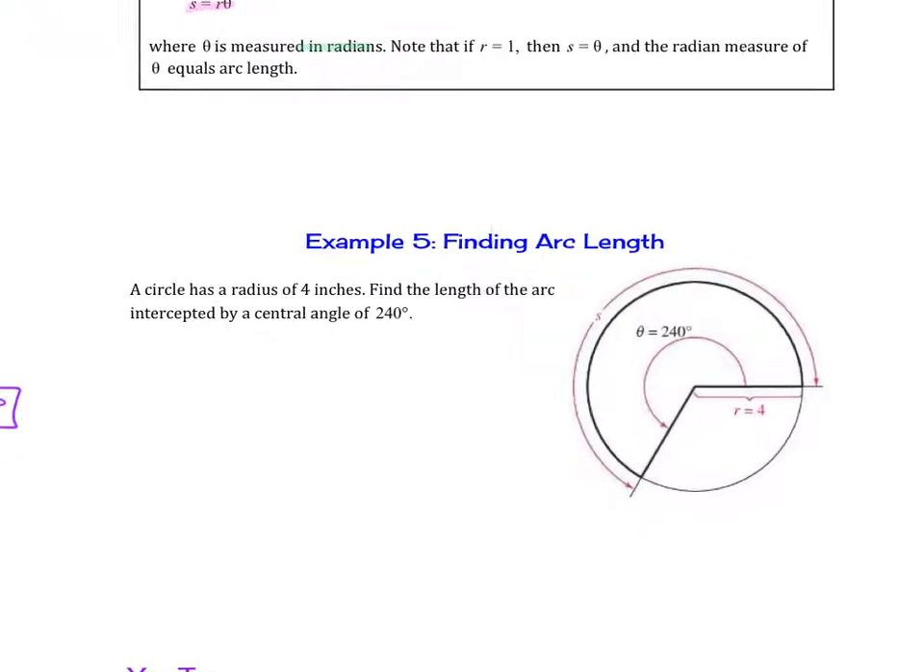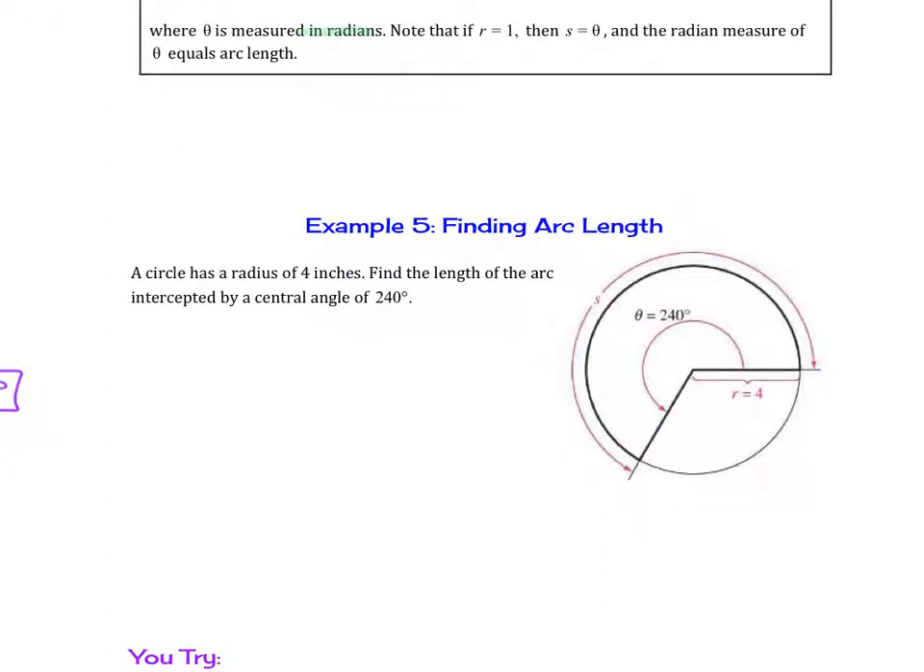So let's find the arc length. A circle has a radius of 4 inches. Find the length of the arc intercepted by a central angle of 240 degrees. First of all, we need to convert the 240 degrees to radians. So 240 degrees times pi over 180 degrees. We know that 60 goes into both, so that's going to be 4 pi over 3 equals theta.